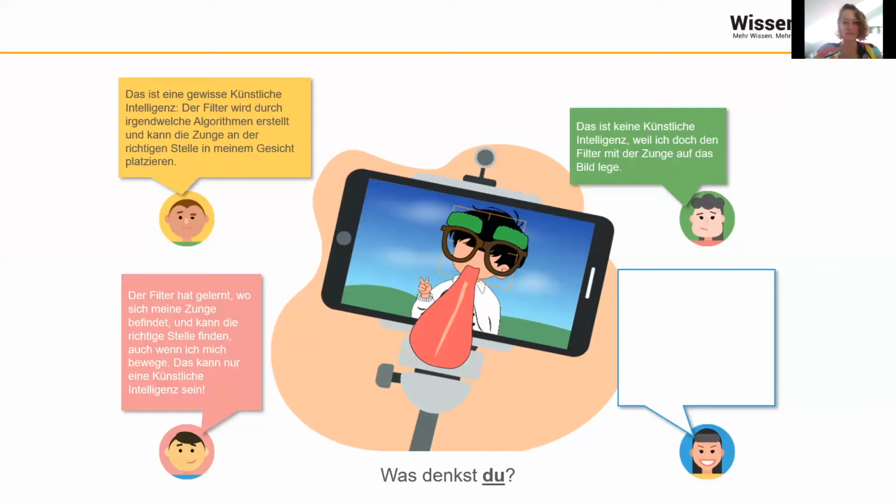The yellow person says, that's somewhat of an AI because some kind of algorithm creates the tongue and places it right on the spot on my face. And the green person thinks, this is no AI because I put the tongue on the picture with my finger. So my question to you is, surprise, this is interactive. Which person is right? The pink, the yellow, or the green person? Please write your answer in the chat.